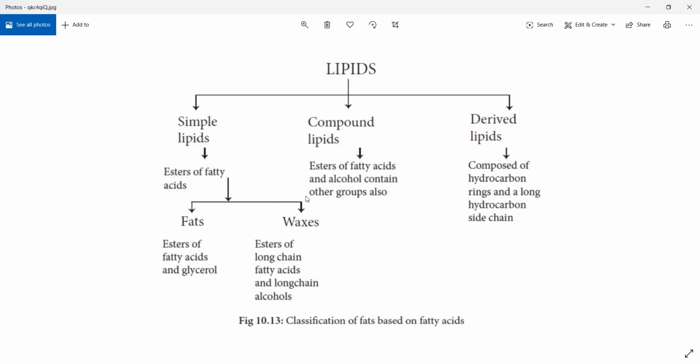Now, simple lipids are basically esters of fatty acids. They are straight up esters of fatty acids, wherein you have something like triglyceride. Okay, so when you mix glycerol and, hold on, I'll show you how you get this thing. It will be easier for you to understand that way. Where is it?